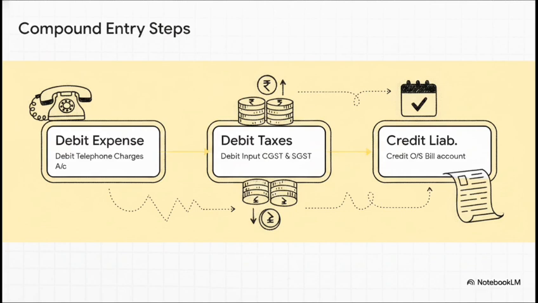Step 1, debit the telephone charges account to record your actual business expense. Step 2, debit both input CGST and input SGST. Listen, just because you haven't paid the bill yet doesn't mean you ignore the input tax asset you're absolutely entitled to claim. And finally, Step 3, credit the outstanding bill account. This officially acknowledges that you owe this total amount in the near future.